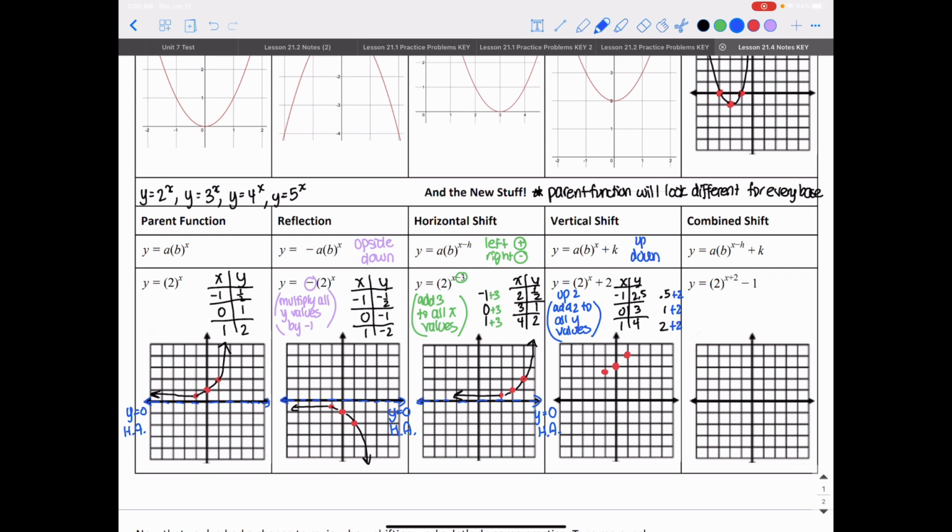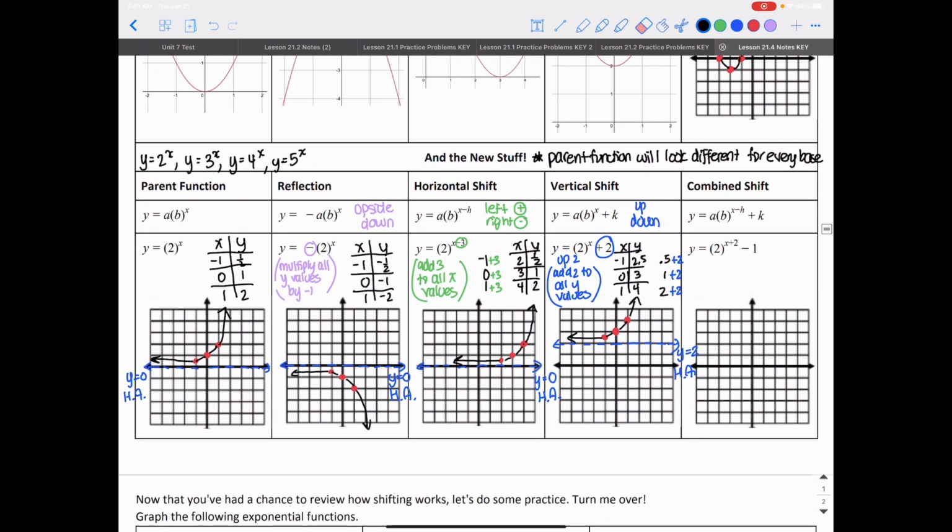Because I have a vertical shift, my horizontal asymptote is going to change as well. If I'm vertically shifting everything by 2, my horizontal asymptote is going to change as well. So if I see +2 here, I know that my new horizontal asymptote is going to be at y is equal to 2. That's my horizontal asymptote. So that's the line I'm not going to touch. I'm going to connect my points and make sure I don't touch that line. And that's my graph. And then if I do a combined shift, it's going to be the same thing.